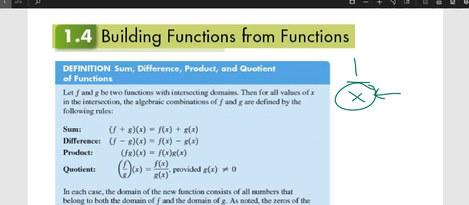Okay, what'd you figure out? The denominator cannot equal 0. Okay? Maybe I should write that: denominator not equal 0.